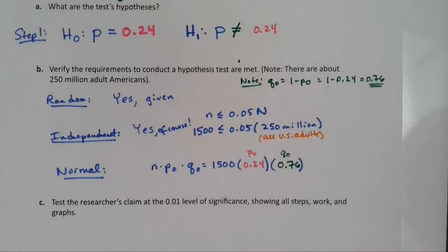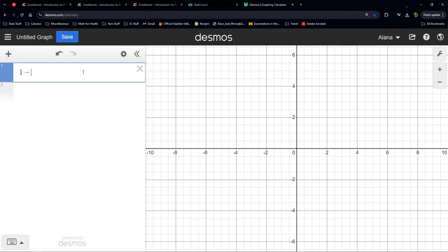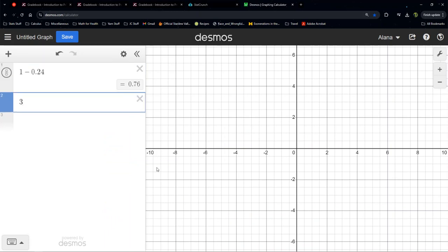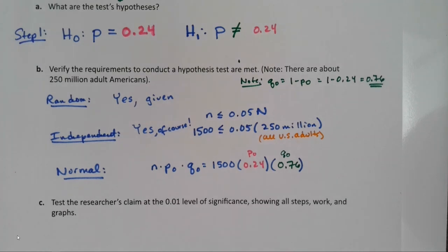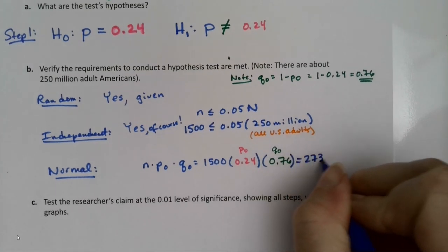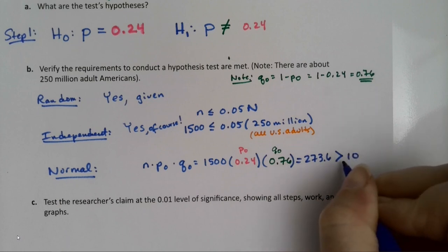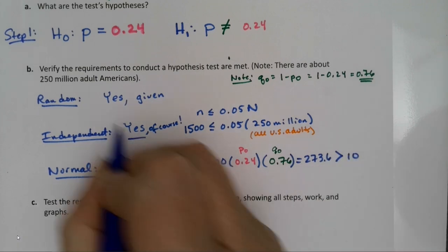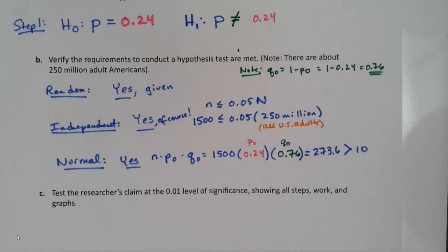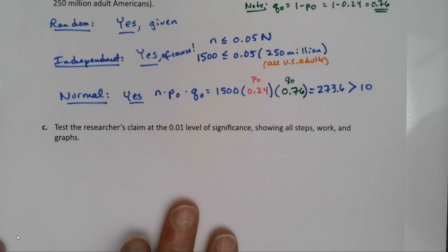All right, so we just need to find those values. I will grab Desmos. Let me pull away from my StatCrunch here, so you can see it. There, it is 0.76. I didn't lie to you. All right, so 1,500 times 0.24 times 0.76 makes 273.6, which is bigger than 10. So this is a yes. So we have 3 yeses. We are good to go. We've verified our requirements.